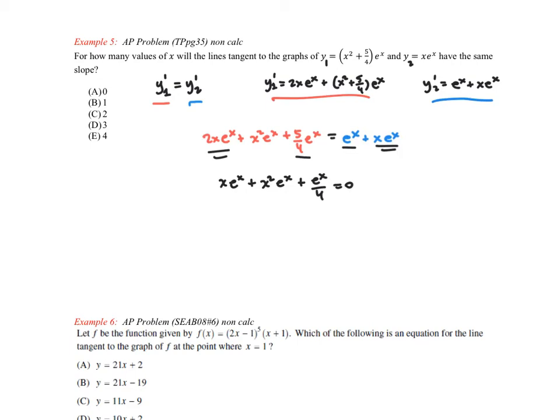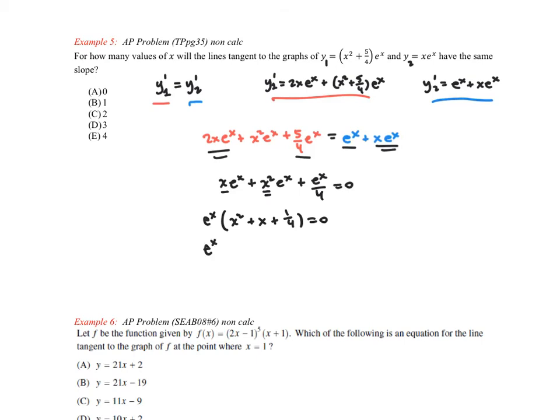Okay, so the first thing I would likely do is factor out an e to the x, and then rearrange. So I'm going to put the x squared first, and then the x second, and the 1/4 third, set it equal to 0. Okay, so I'm going to have to do a little bit of work here, specifically factoring.